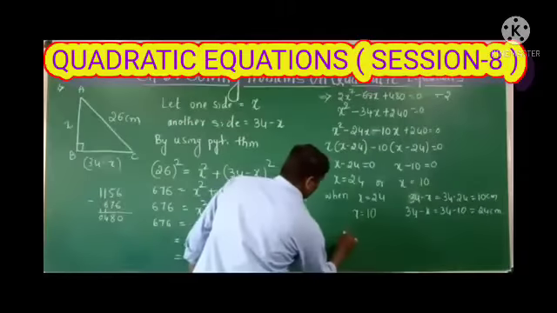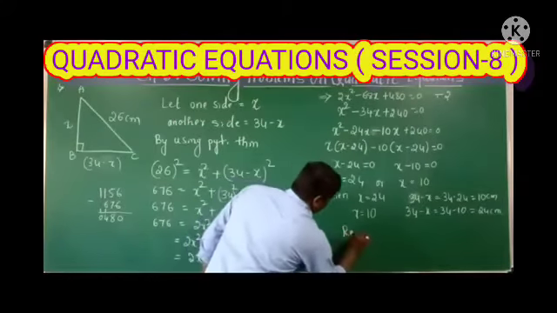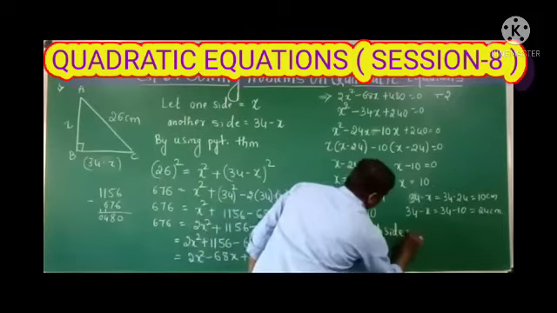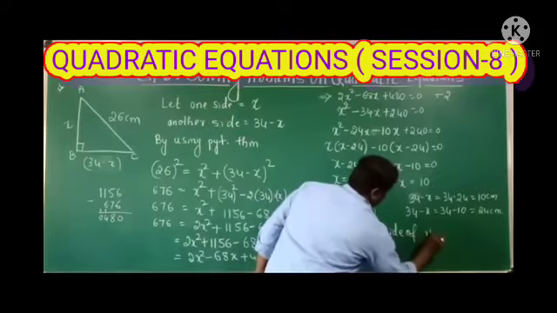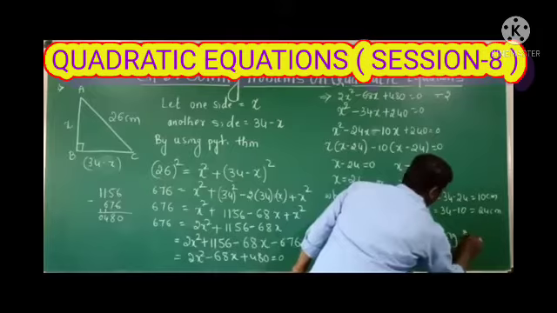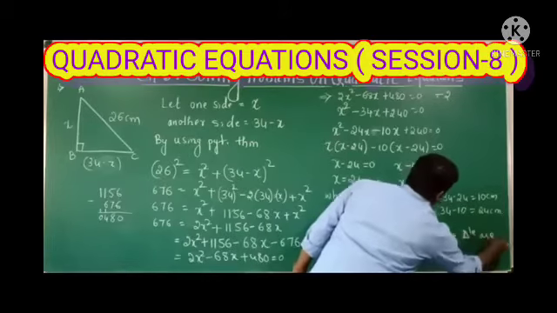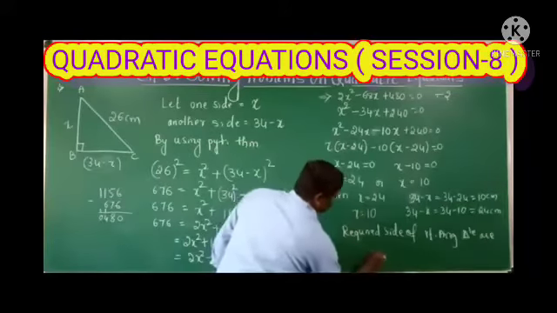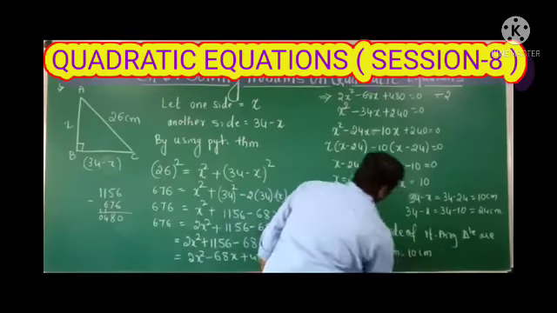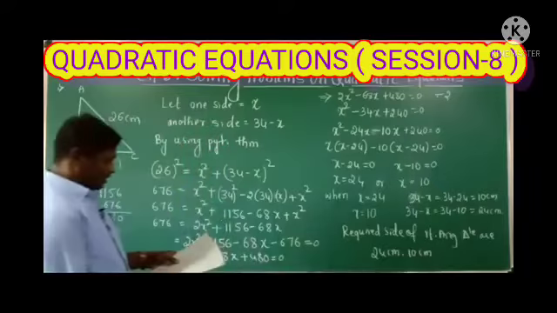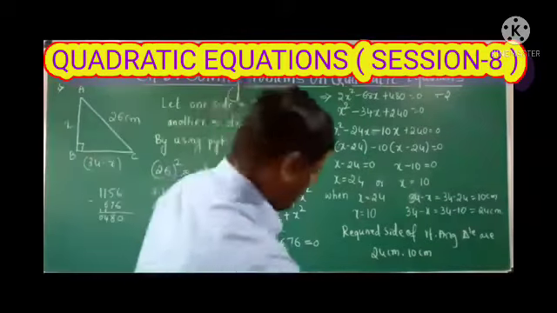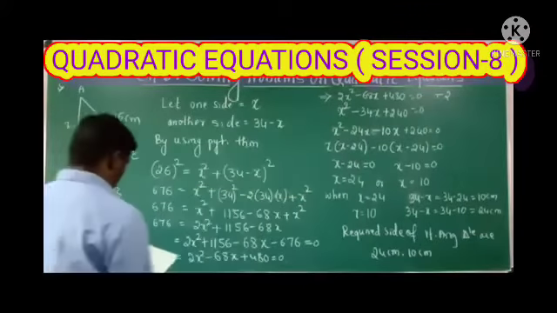Therefore, the required sides of the right angle triangle are, what are the two required sides? 24 centimeter and 10 centimeter. So these two are the required lengths of the sides of the right angle triangle.